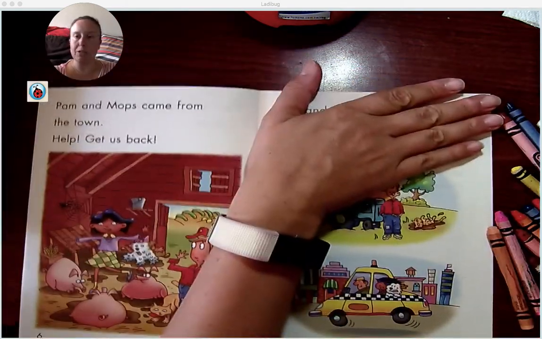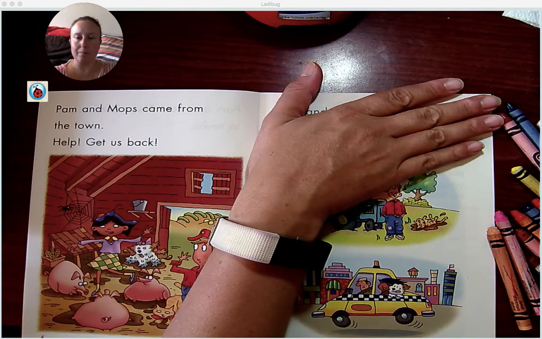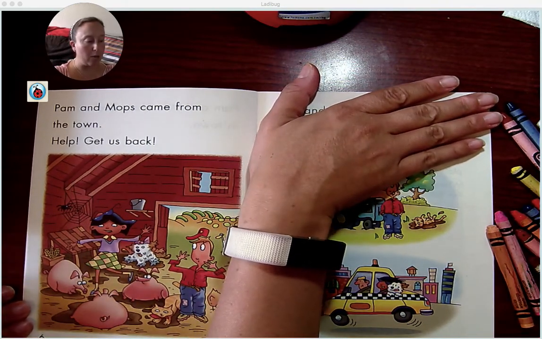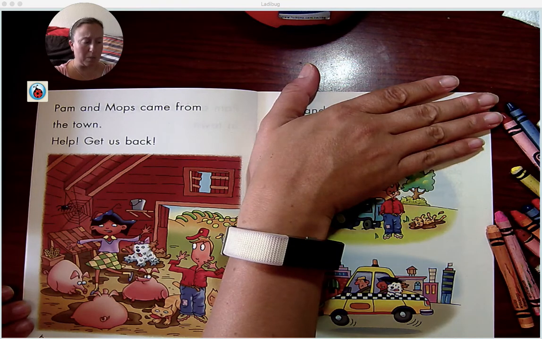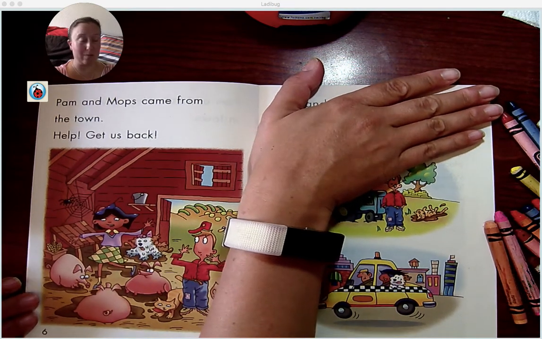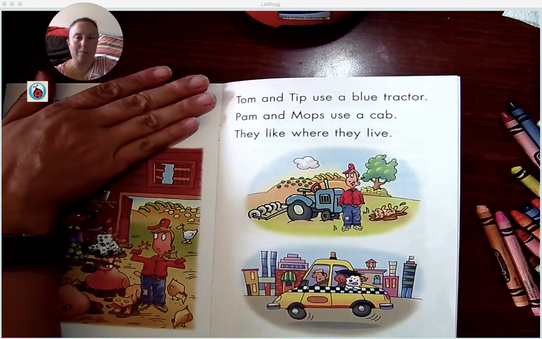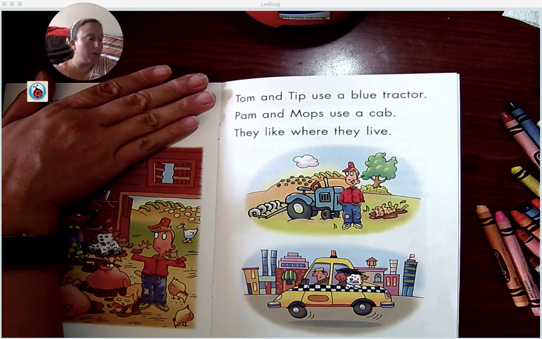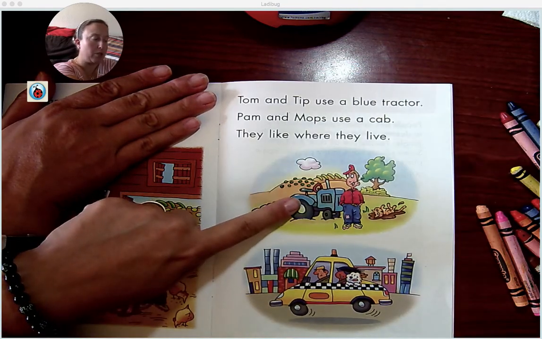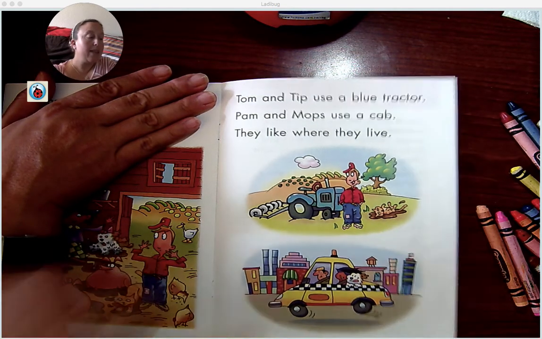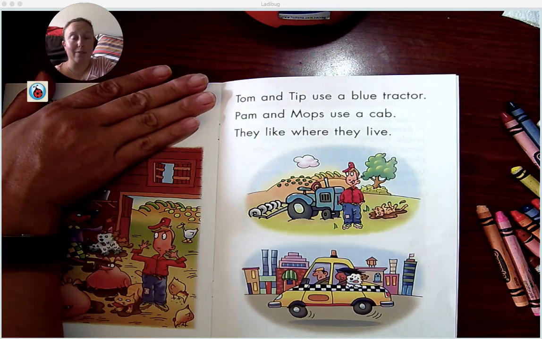Please read this page. Pam and Mops came from town. Help! Get us back! Oh, they're not used to the farm. Please read this page now. Tom and Tip use a blue tractor. Pam and Mops use a cab. They like where they live.